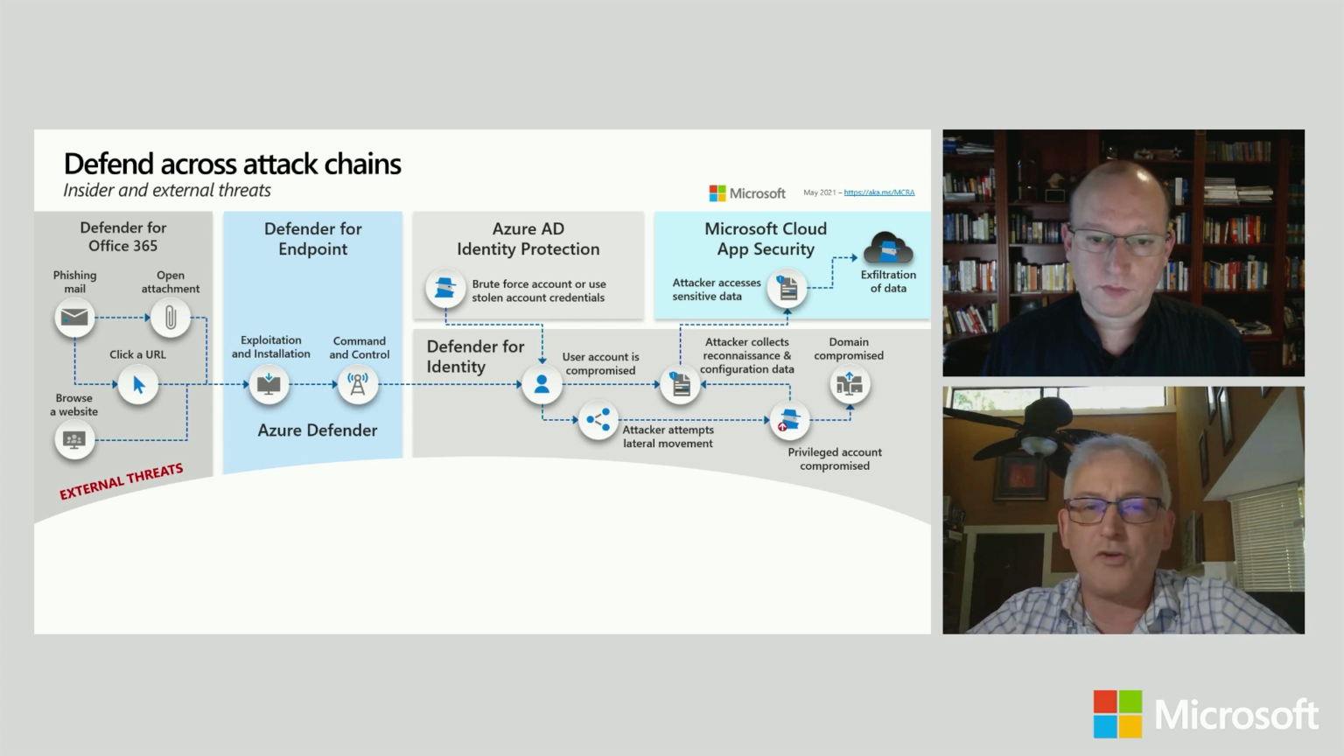So we'll look for bad things happening with an identity. We'll raise alerts, and those alerts will go to the rest of our protection stack, and we can investigate them either automatically or flag it for a security analyst to look at.